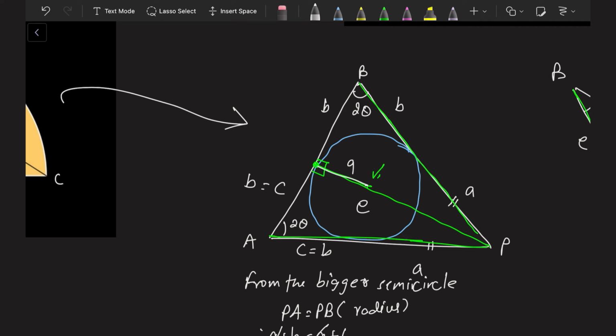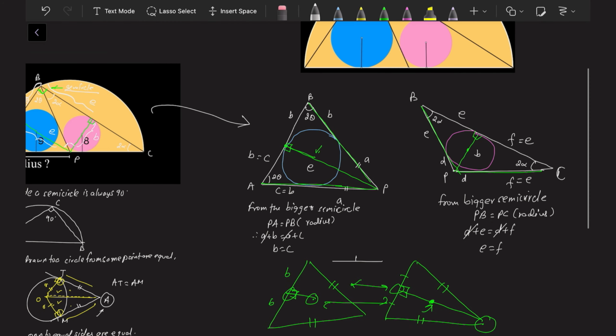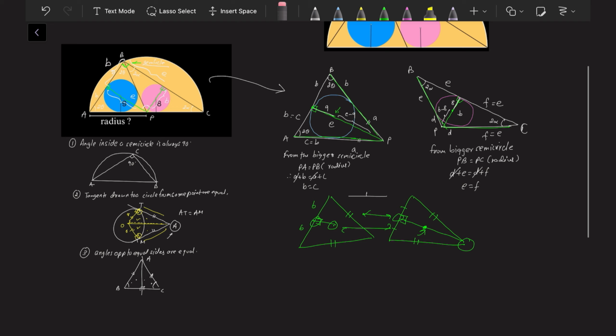The complete length is equal to E, hence the length from here to here would be simply E minus 9. Okay, now the similar thing over here, the complete length is B, this is the radius having a length 8, hence this length would be B minus 8. Okay, good. Till now we are going good. Now let us discuss these angles, that 2 alpha.